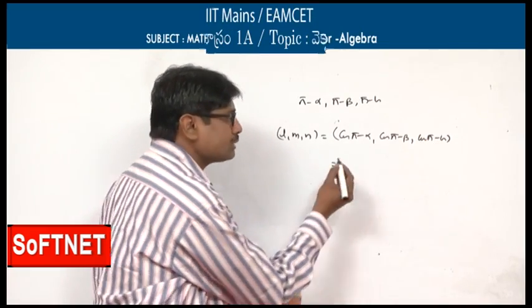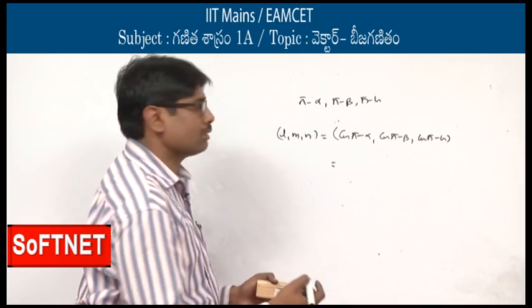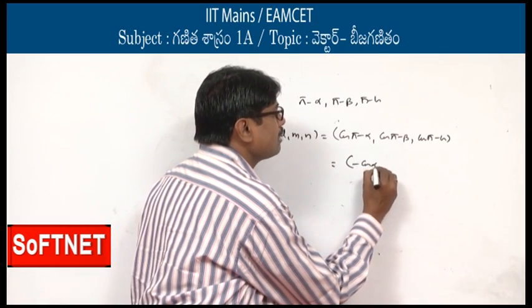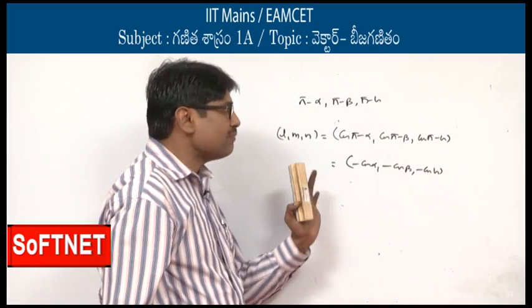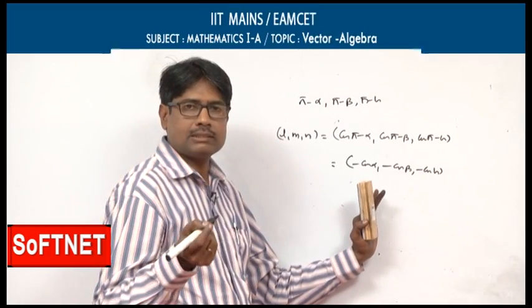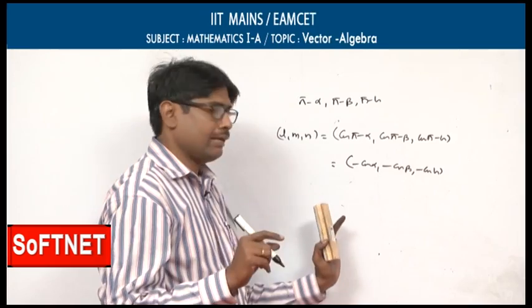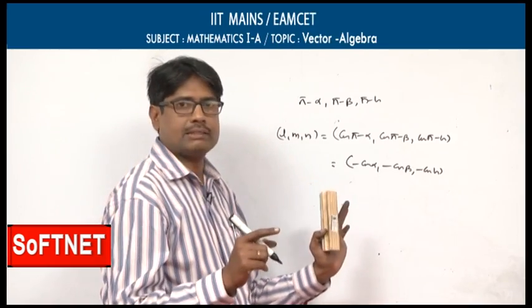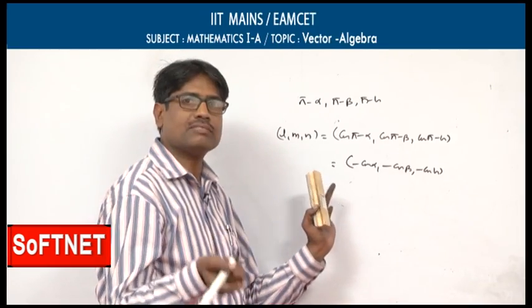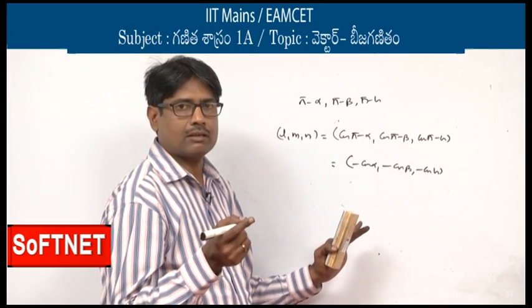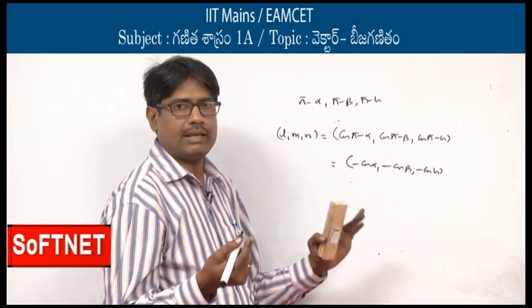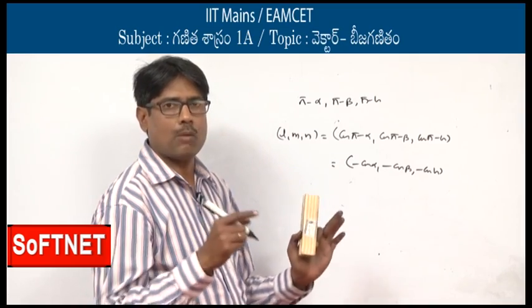We know that cos of 180 minus theta is equal to minus cos theta. So we get minus cos alpha, minus cos beta, minus cos gamma. That means if L, M, N are the direction cosines of the vector r bar, then minus L, minus M, minus N will be the direction cosines of the same vector in the opposite direction. For every vector there will be two sets of direction cosines: in the same direction and in the opposite direction.